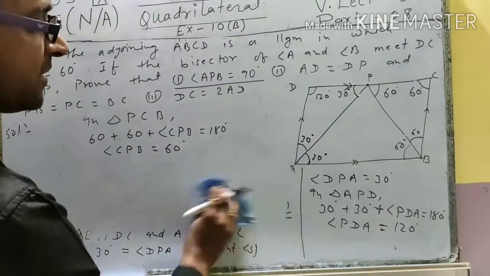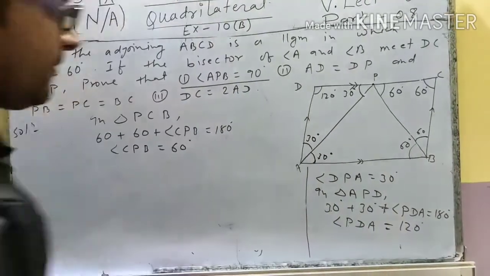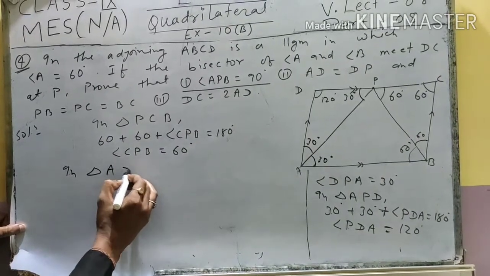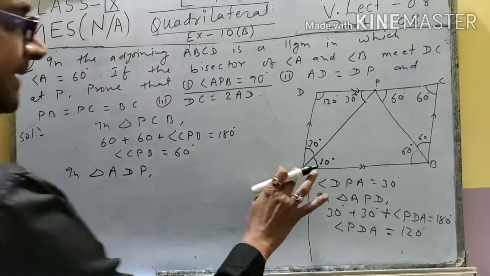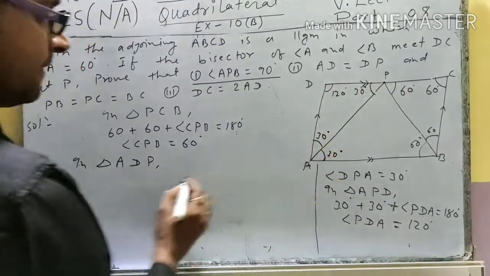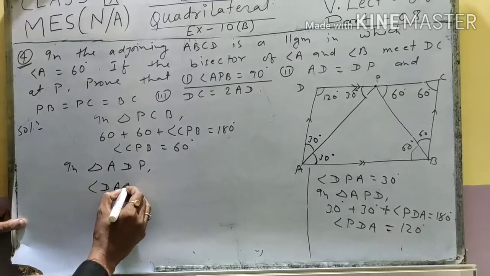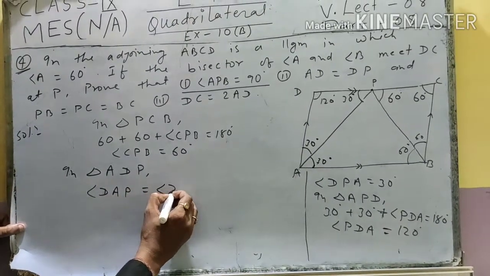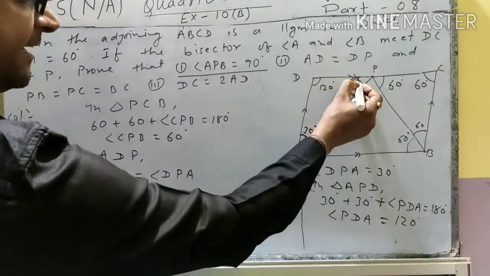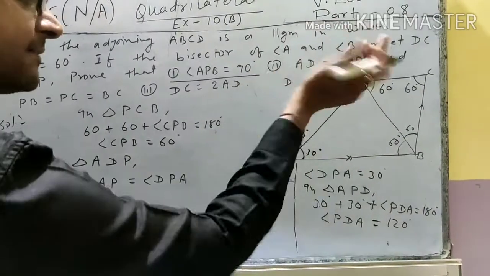Okay, almost done, all angles are calculated. So look at triangle ADP. In triangle ADP, angle DAP is equal to angle DPA. This angle is 30 degrees, so this angle is also 30 degrees. We know that if the angles are equal, then the opposite sides are also equal.